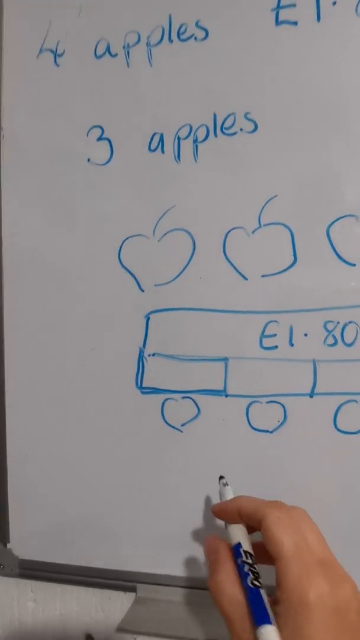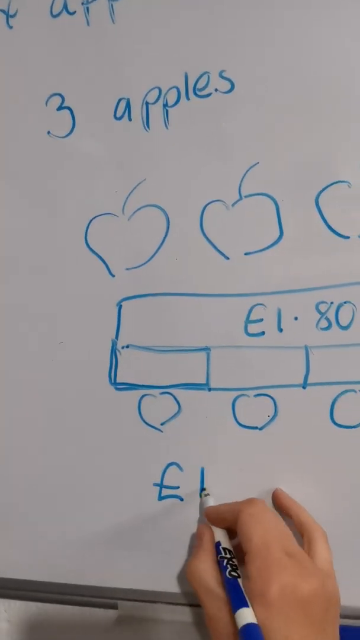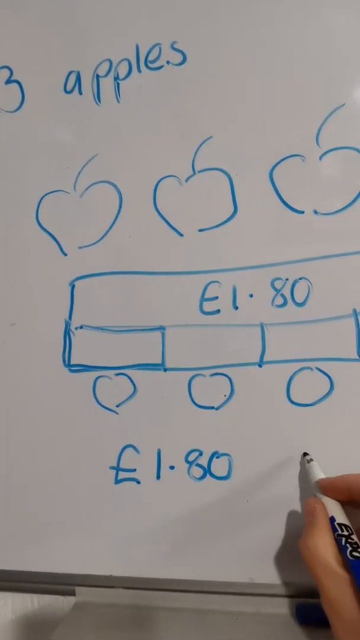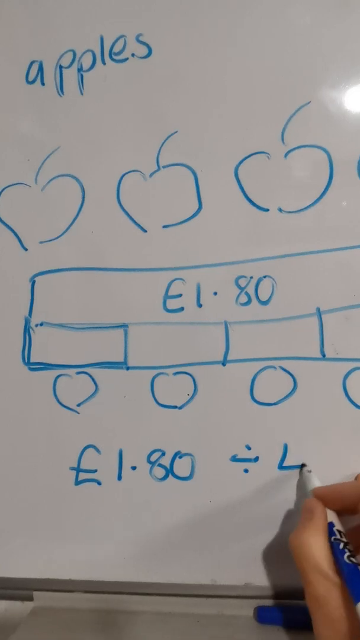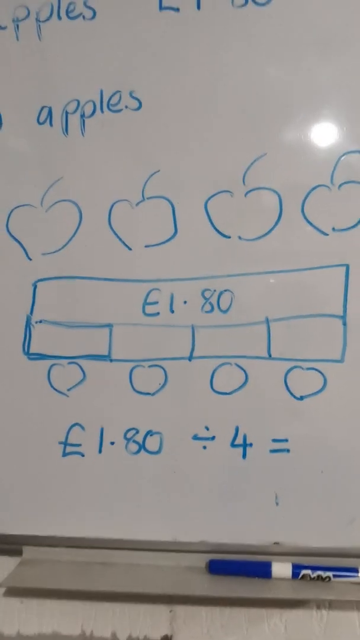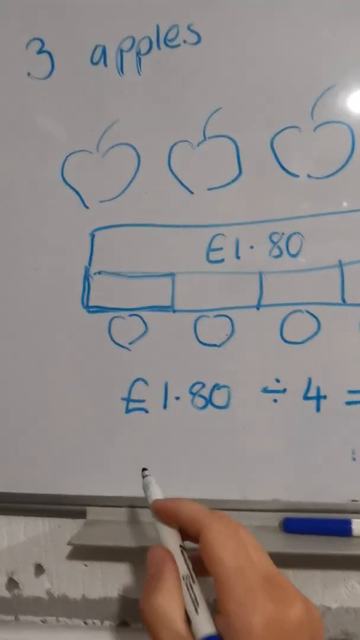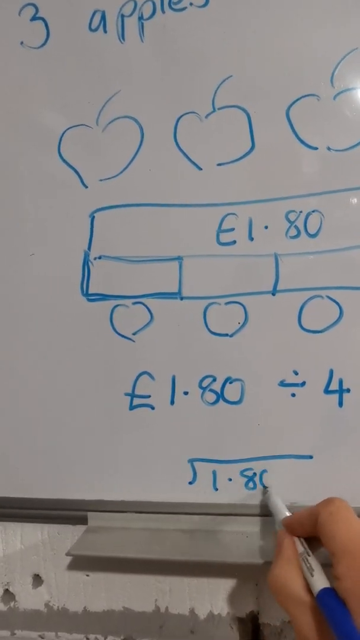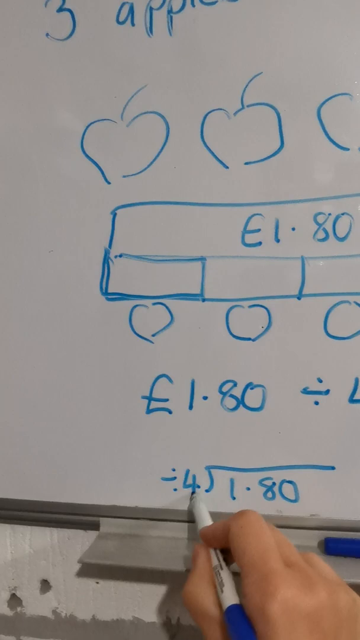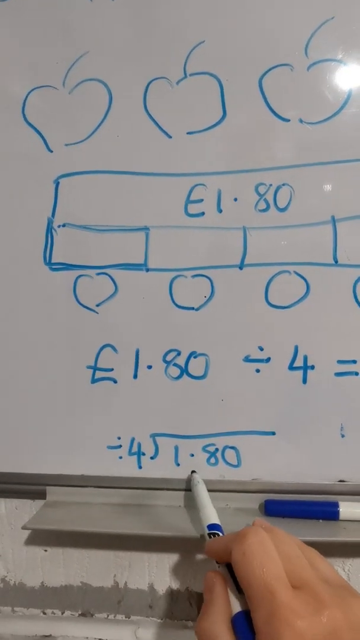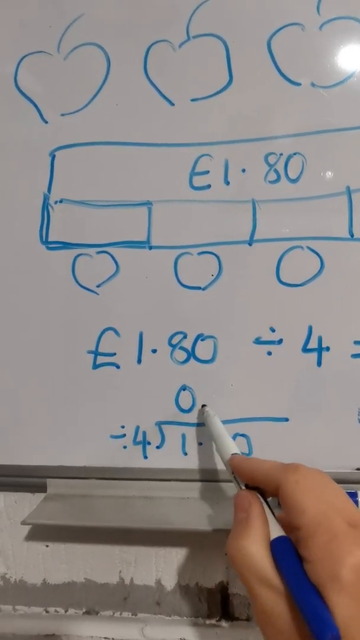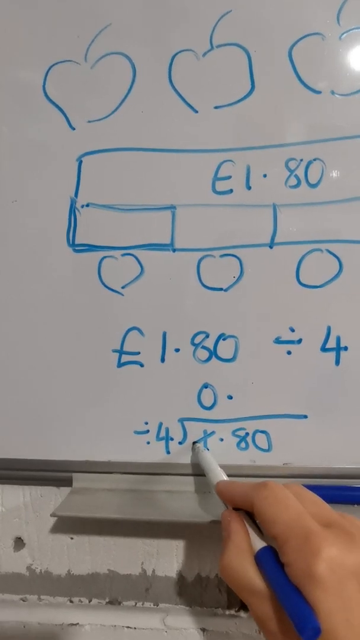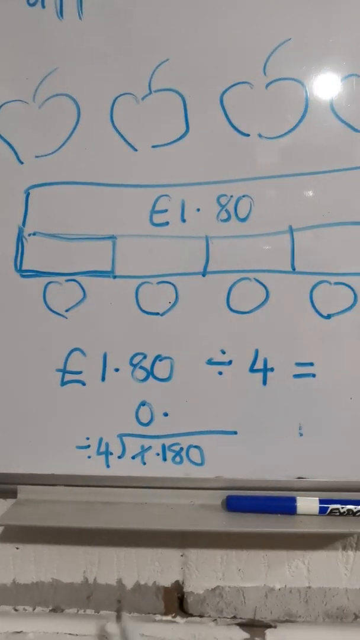Okay, so hopefully you thought that our calculation is going to be £1.80 divided by 4 to work out the price of 1 apple. Remember, we use our bus stop method to solve this problem. So 4 goes into 1, no times. We haven't used it, so we carry the 1 over.